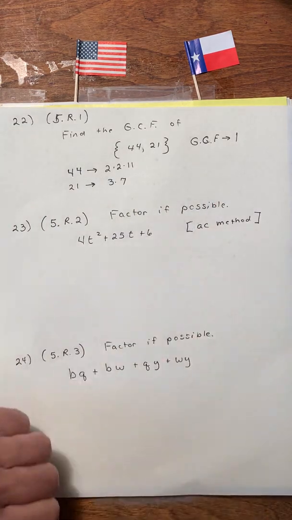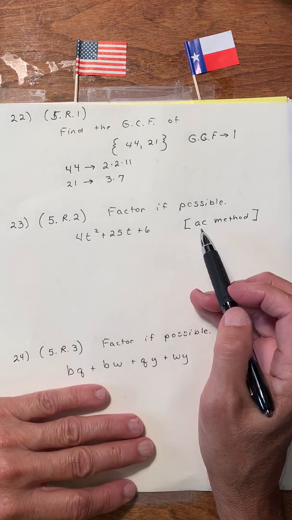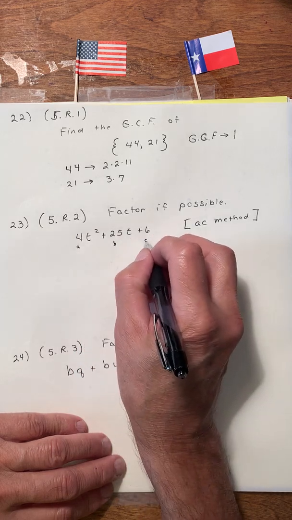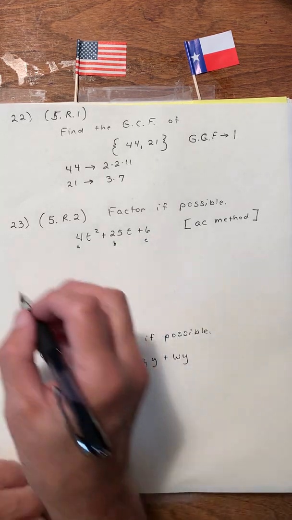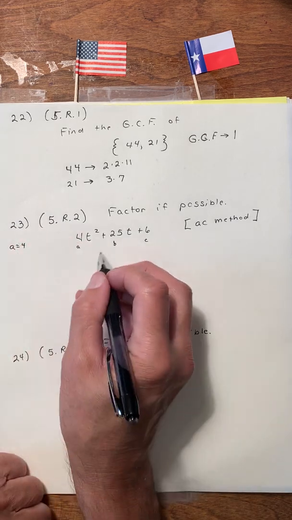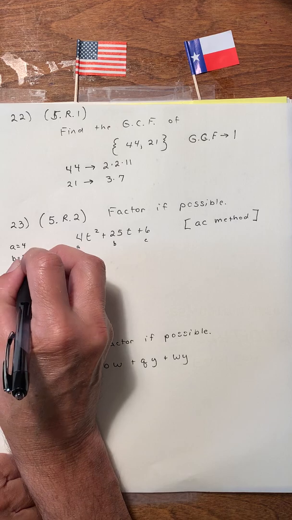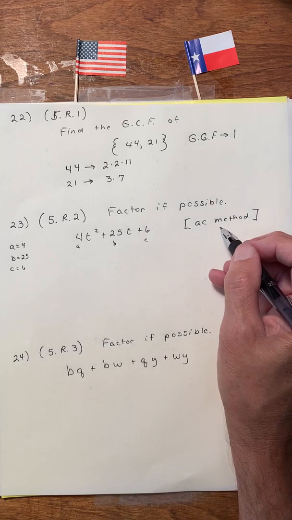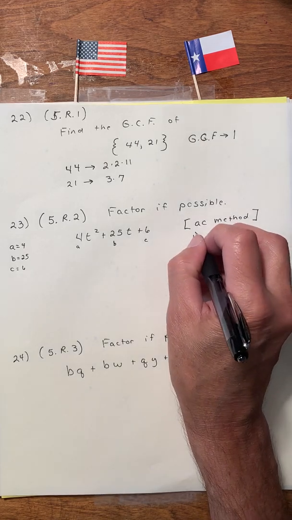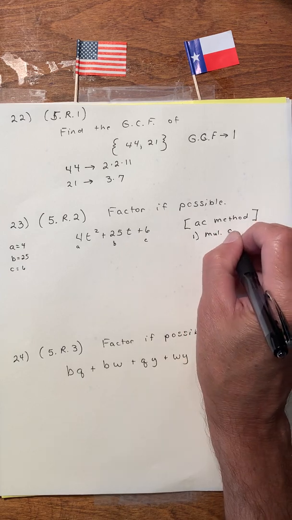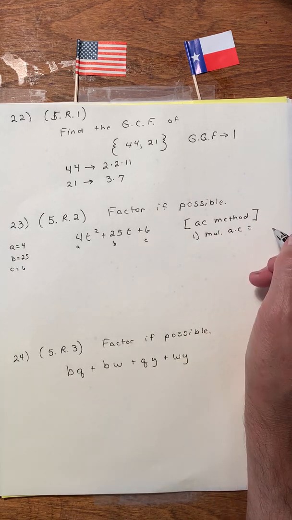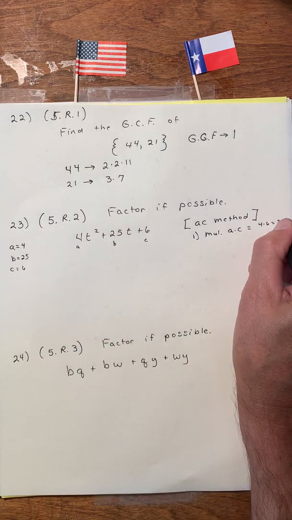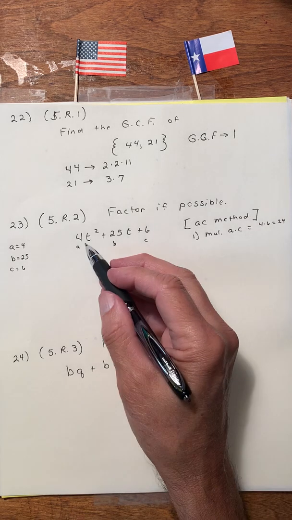All right, factor if possible. This is where we're going to use the AC method. A, B, C. Remember this? So A equals 4. B is 25. C is 6. Let me remind you of the AC method. Step 1. Multiply A times C. I bet you can handle that without even a calculator. 4 times 6. All right? We multiplied A times C.